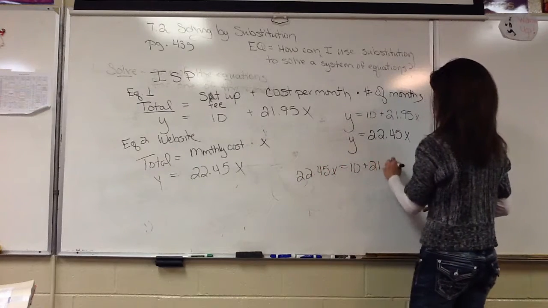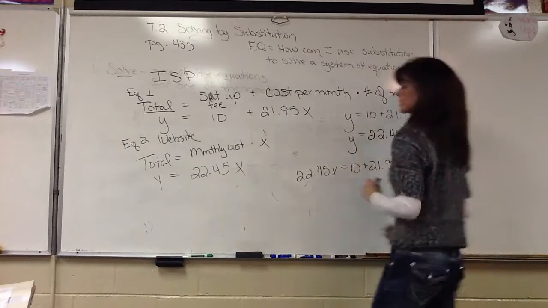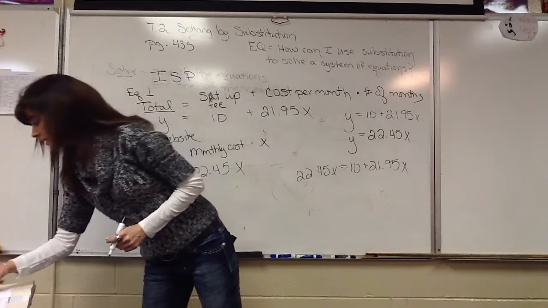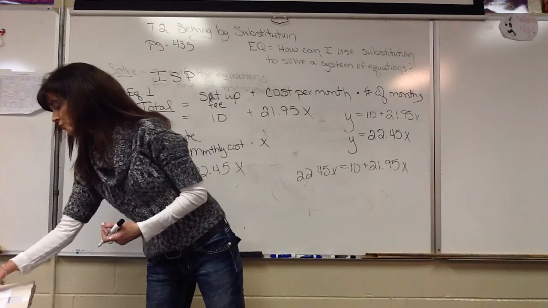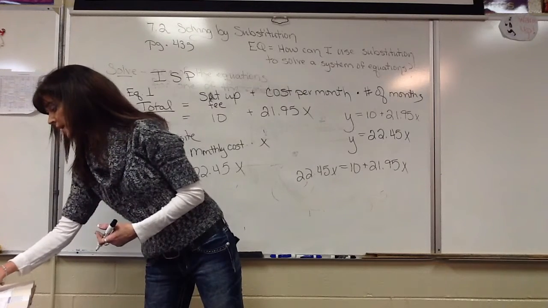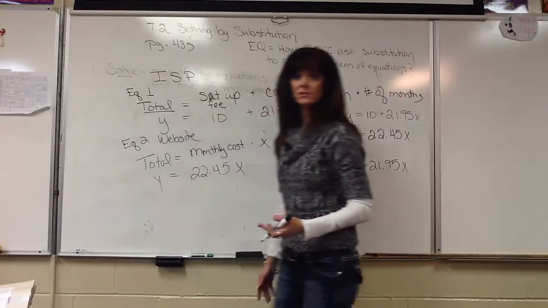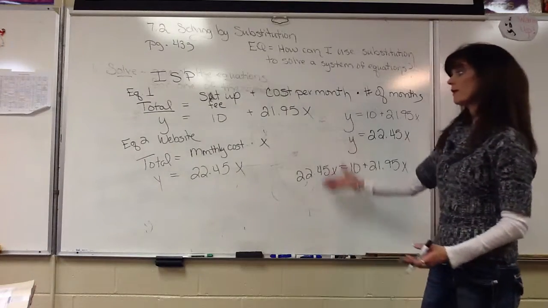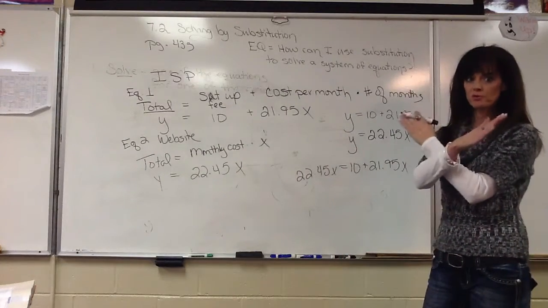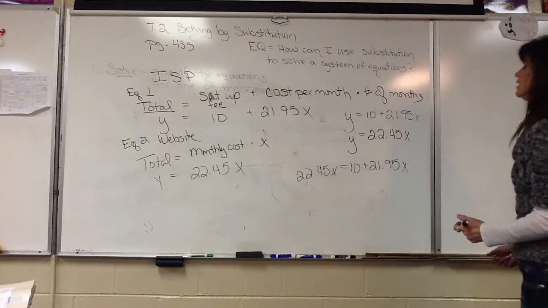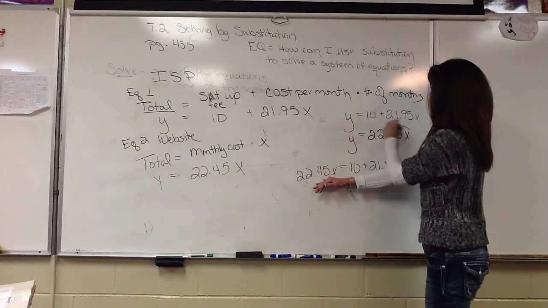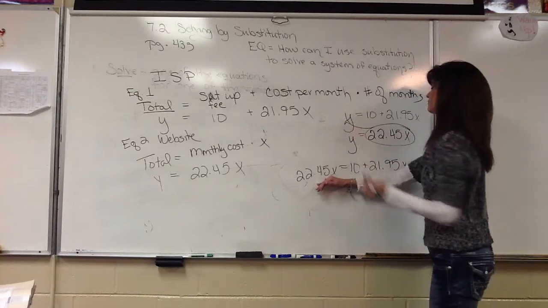What we want to know here is we want to find the number of months after which the total cost for the website hosting will be the same for both companies. So in other words, we want to know, if I were graphing both these equations, where they're going to cross. So when it's going to be the same for both companies. So we're making this 22.45x, I'm subbing it in for this y value here.